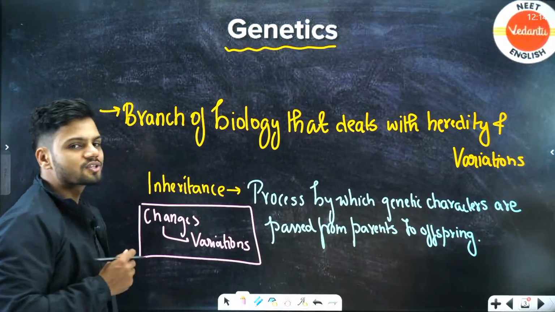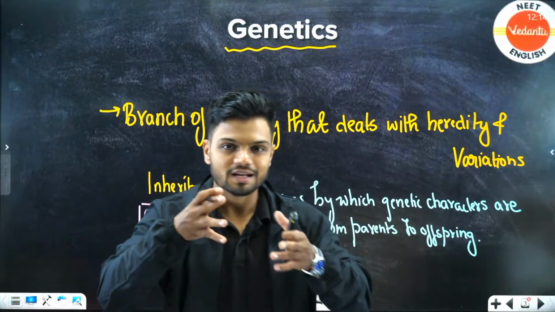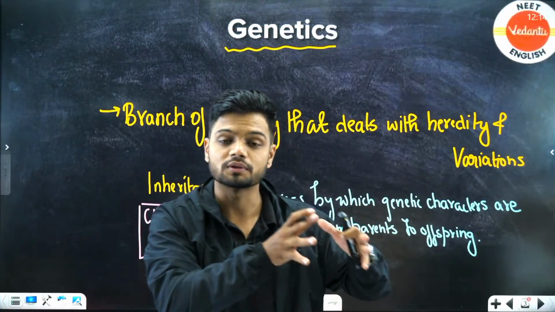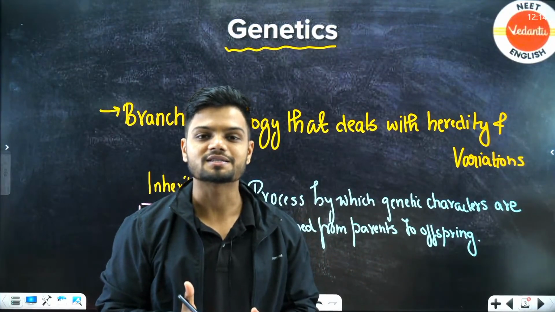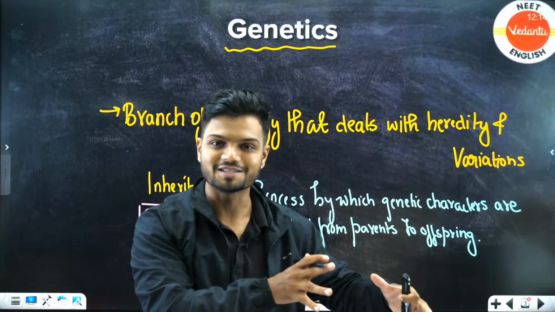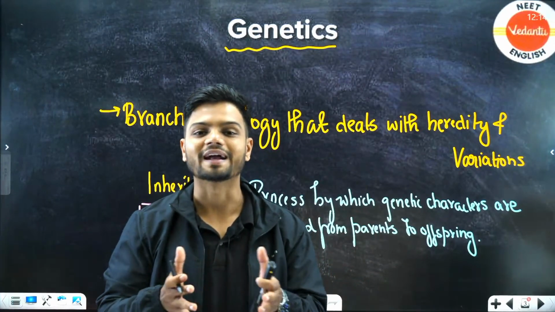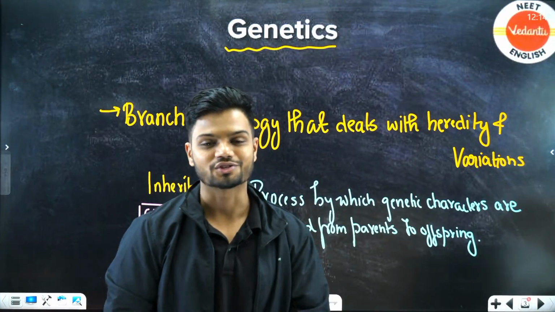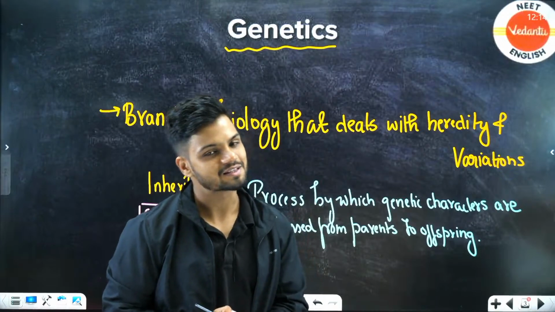So in today's chapter, we'll be learning about inheritance, that is the transfer of genetic information from the parent to the offspring, and also some variations which are seen when the information is being passed. There are small changes called variations, and that is your entire chapter. So with that being said, students, can we start today's class?